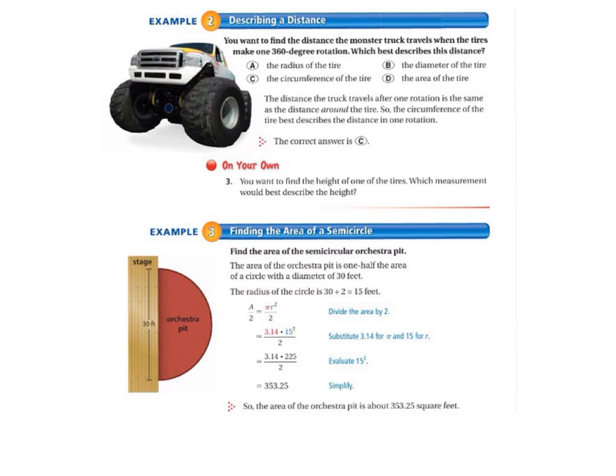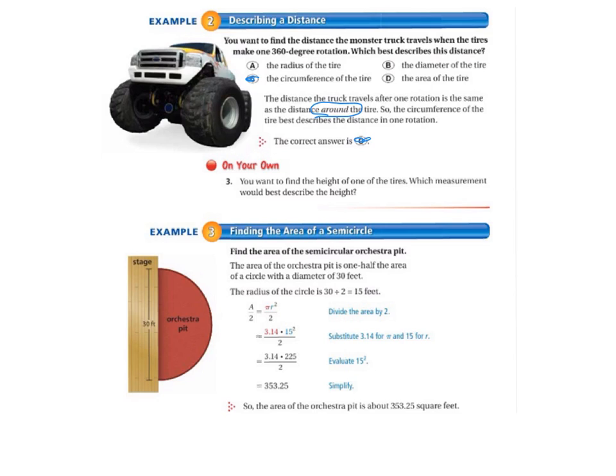Moving on to example 2, describing a distance. You want to find the distance the monster truck travels when the tires make one 360-degree rotation. Which best describes this distance? Your choices are the radius of the tire, the diameter of the tire, the circumference of the tire, or the area of the tire. And the distance the truck travels after one rotation is the same distance around the tire. So the circumference of the tire best describes the distance in one rotation. So the correct answer is C.